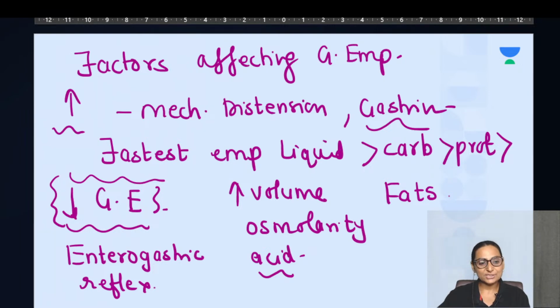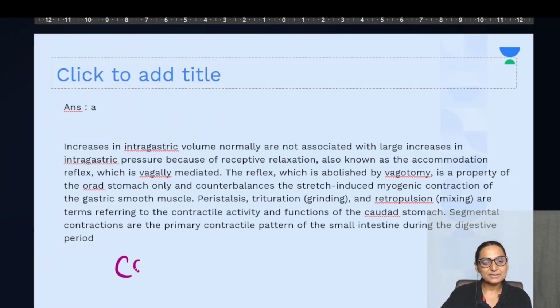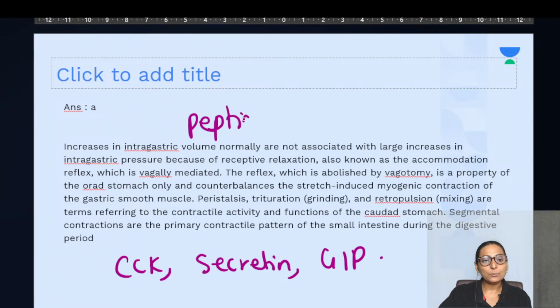CCK, cholecystokinin. I'll give you the list of certain hormones. These will be CCK, secretin, GIP, peptide YY. They are all labeled as enterogastrones, which are going to inhibit the gastric motility because you want time for the food to come and stay in the duodenum so that it is properly digested and reabsorbed.